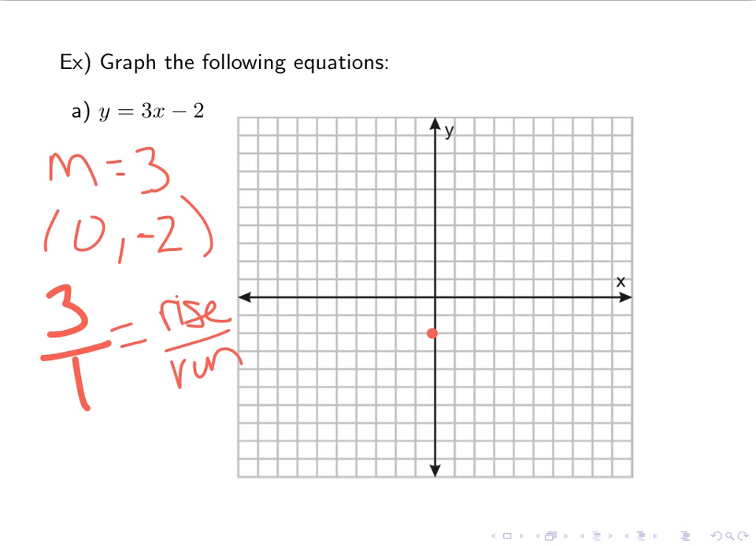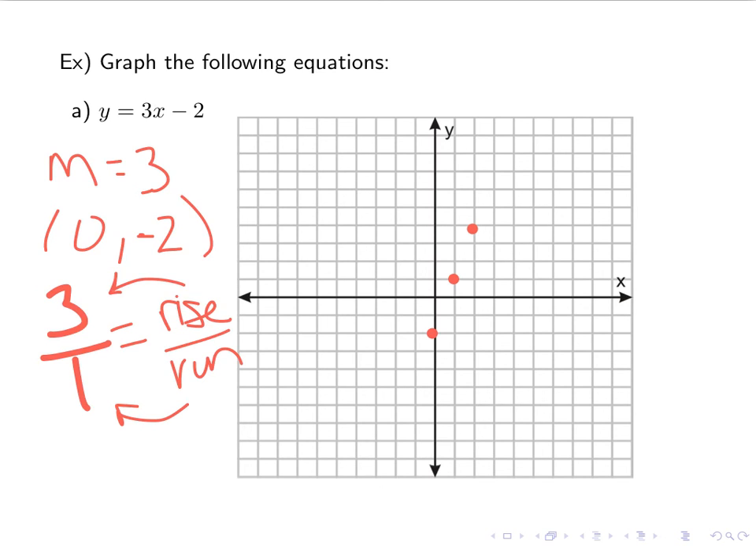So I'm going to take my point, (0, -2), rise 3, and run 1. So if I rise 3, I'm going to be at (0, 1). And then I run 1, I'm going to be at (1, 1). So I went up 3 and to the right 1. At this point, I have an option. I can do the same thing. I can go up 3 and over 1, and that will bring me right around there.